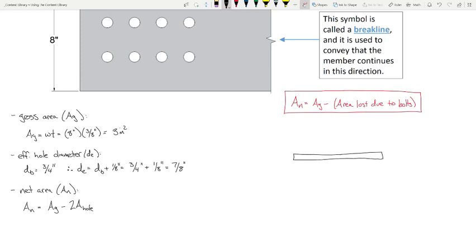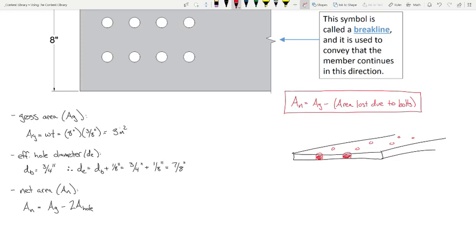Keep in mind, here's our plane, right? Let's look at it isometrically. So if here's my plate, and imagine here's the holes going through that plate, I'm cutting right here and right here. I'm cutting where those holes are. So if I look at the cross section right here, this is the area that I'm removing. Not a circle, but along that cross section, I'm removing that. And what is that area?